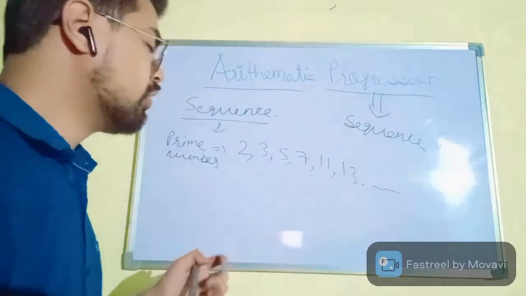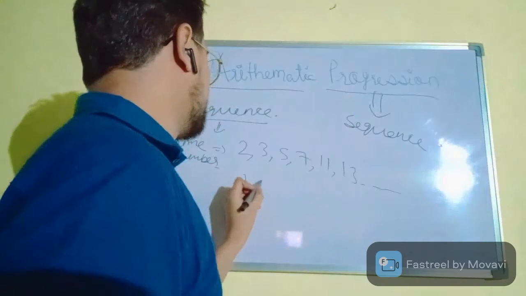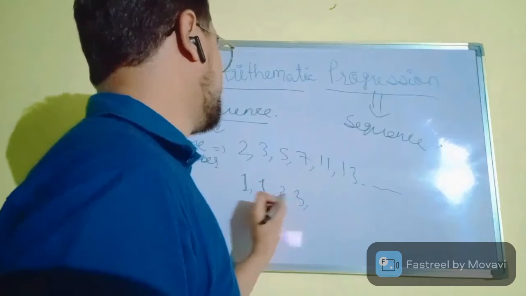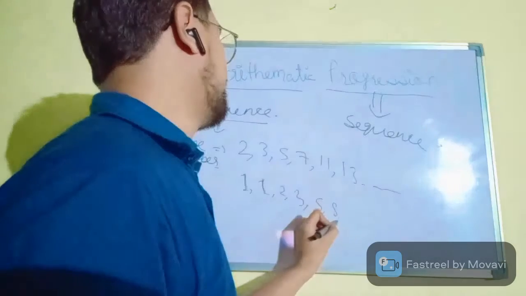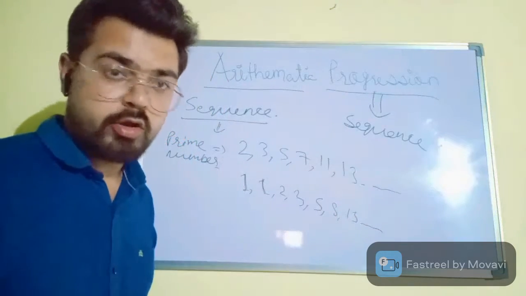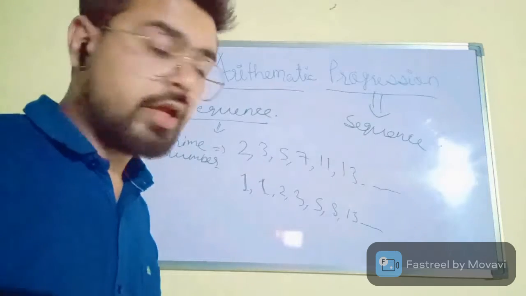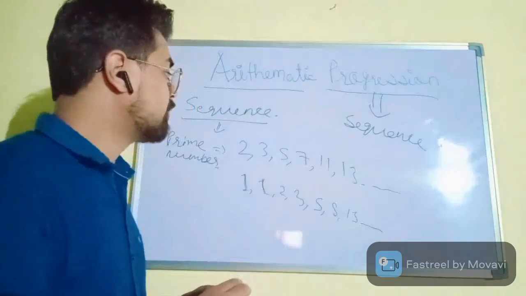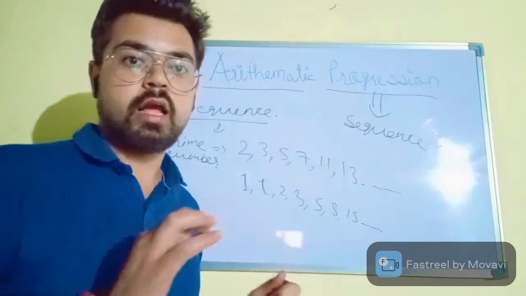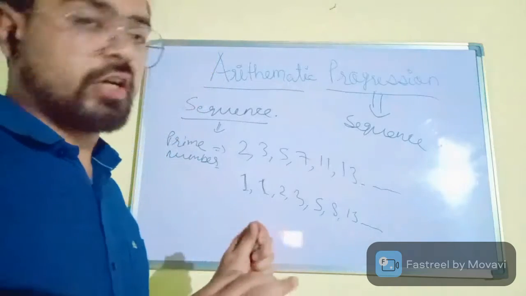We can also say a series like this one: 1, 1, 2, 3, 5, 8, 13, like that. It is a Fibonacci series. So this is also known as a sequence. This type of collection of numbers, which follow a certain type of rule, is known as a sequence. Now coming to the progression.